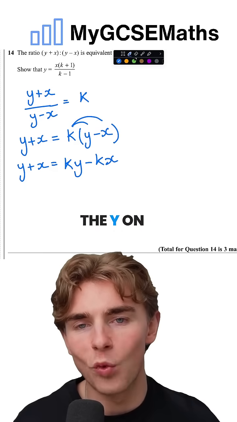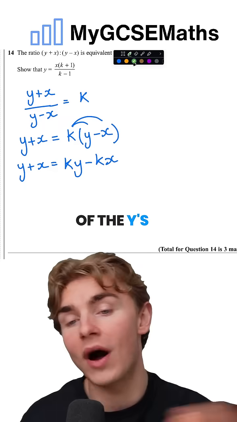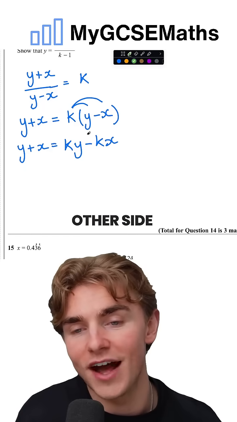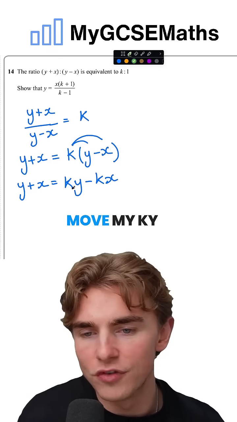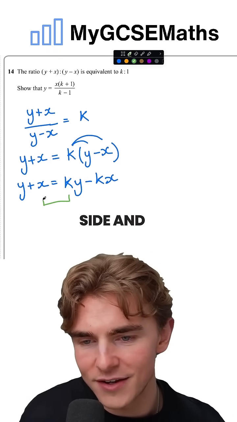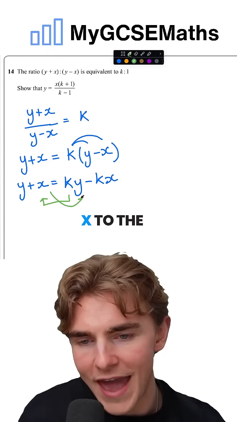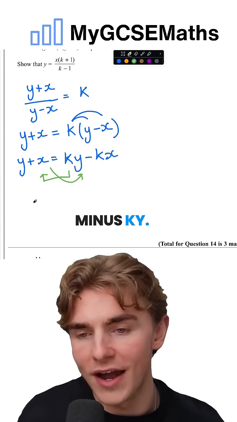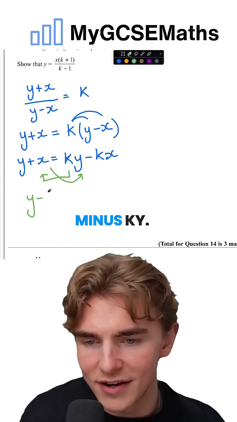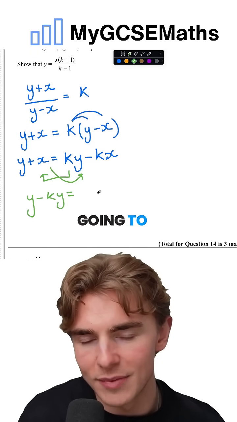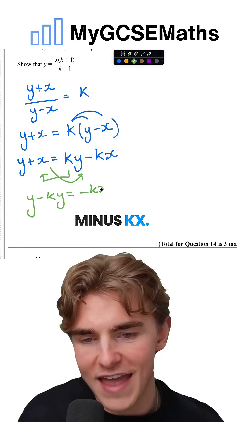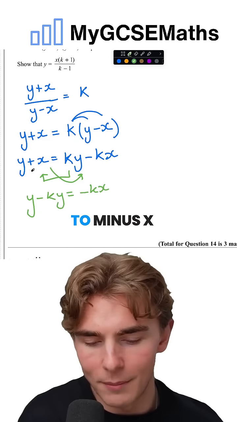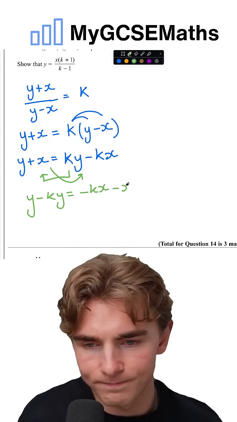Now, to get the y on its own, we're going to move all of the y's to one side of the equation and everything that doesn't have a y in it to the other side of the equation. So I'm going to move my ky to the left-hand side, and I'm going to move my x to the right-hand side. To move the ky, we're going to minus ky, so we're going to have y minus ky. That's going to be equal to minus kx, and then we're going to have the minus x because we have plus x on the left. We're going to minus x from both sides.